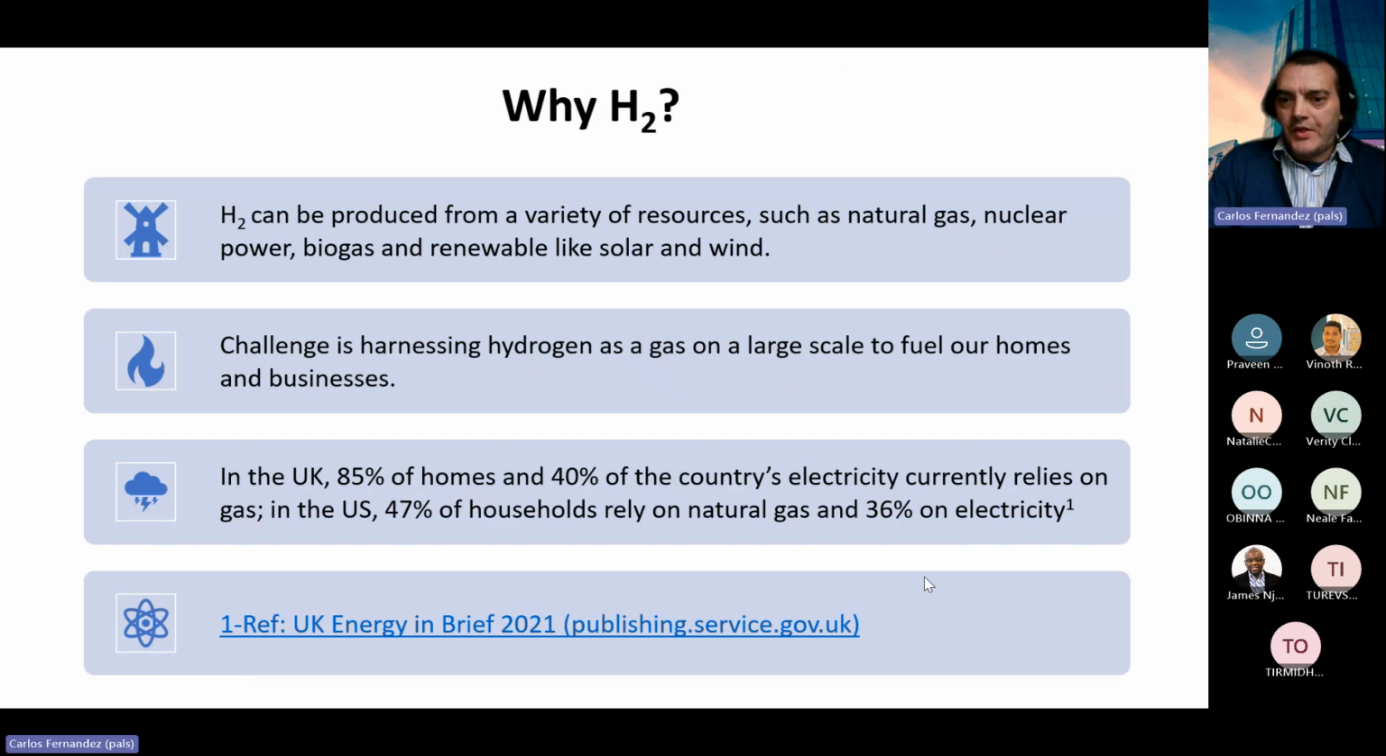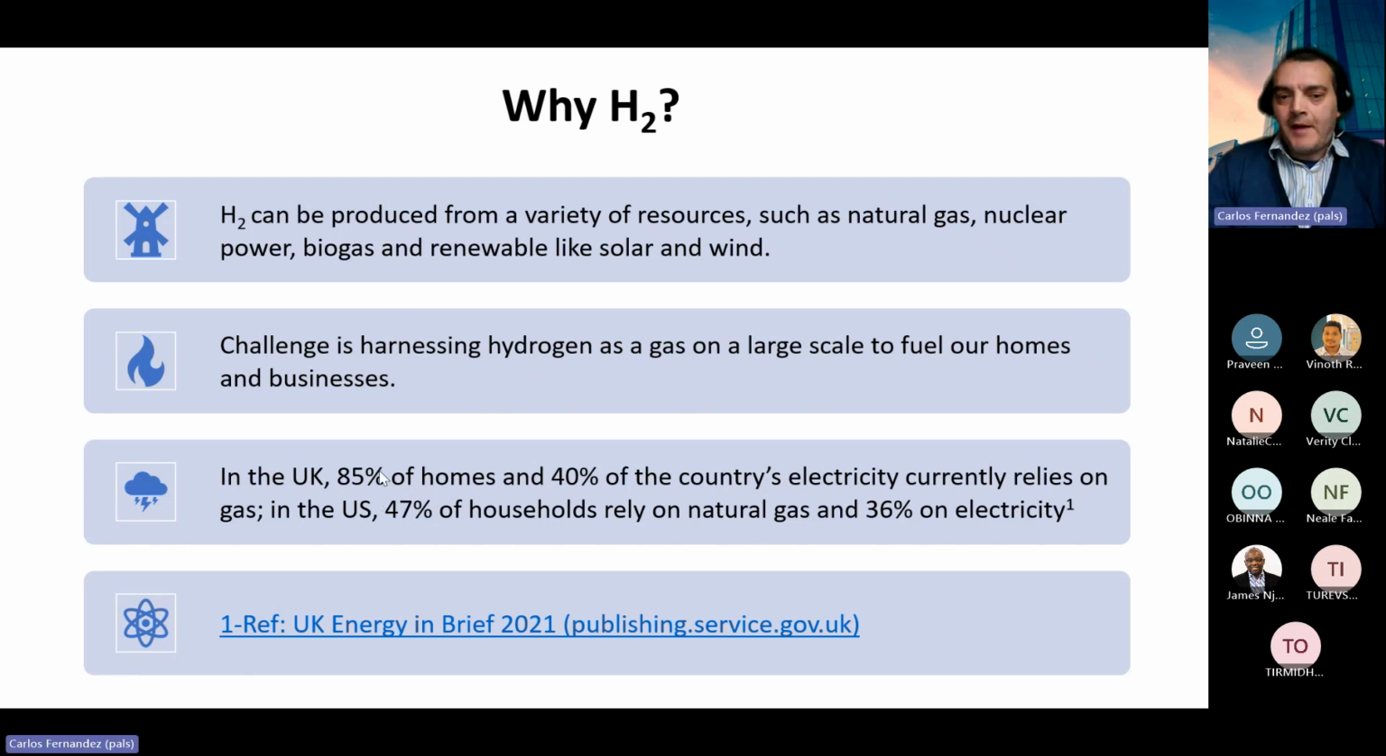Okay, so this is coming from the UK Energy in Brief 2021, which is published. One of the things we said is that hydrogen can be produced from a variety of sources, as we have already seen. For example, natural gas, nuclear power, biogas, and also solar and wind. One of the challenges is harnessing hydrogen as a gas on a larger scale to fuel our homes and businesses. We're going to see why. And one of the reasons, as I already mentioned in the fuel cell history, is the catalyst.